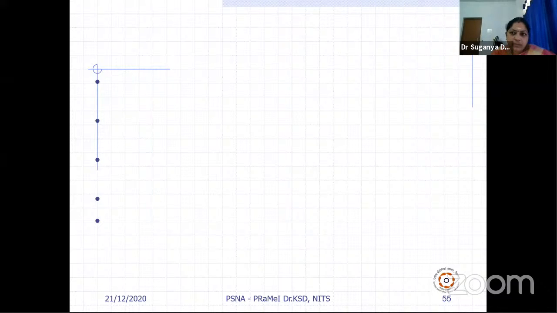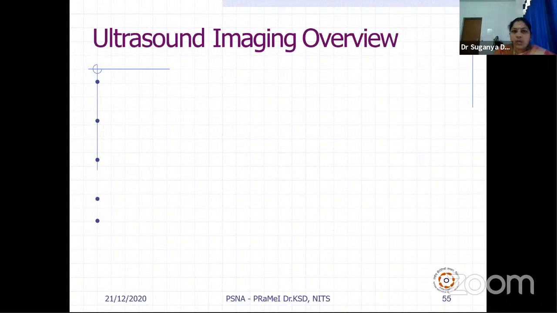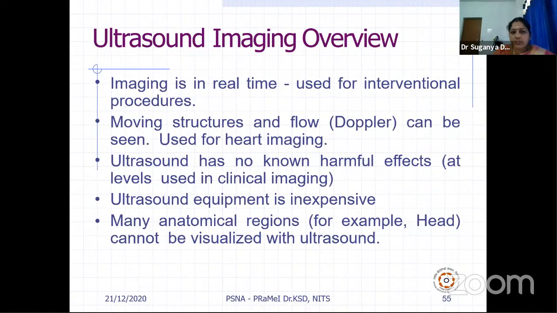So one advanced thing in this is the Doppler. The same principle of ultrasound is followed in the Doppler also. In Doppler, it allows us to see the blood flow through arteries and veins. We can monitor the blood flow in the Doppler ultrasound. So this is the ultrasound imaging overview and moving the structures and flow. If you want to see the flow and structures, that can be done with the help of this Doppler. And the imaging is in real time, used for interventional procedures.